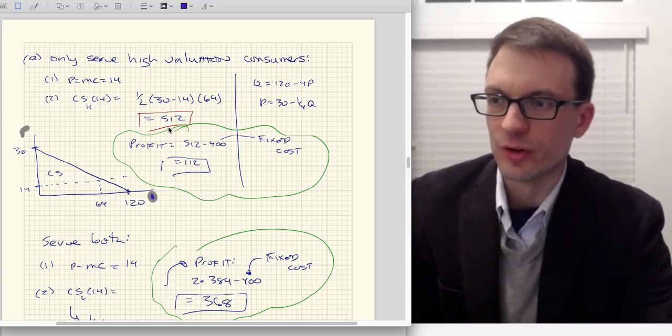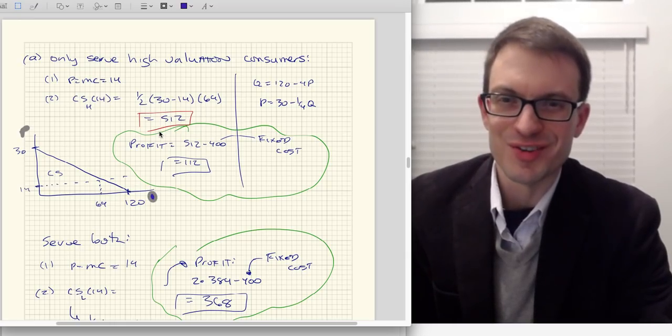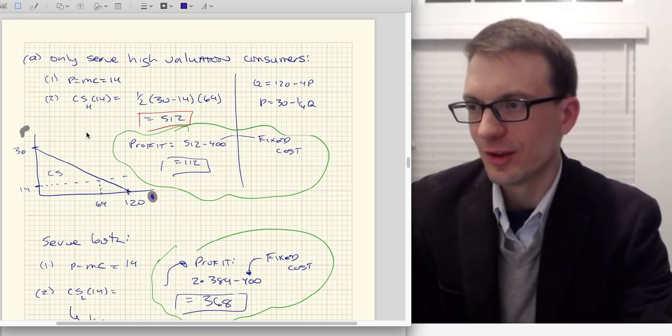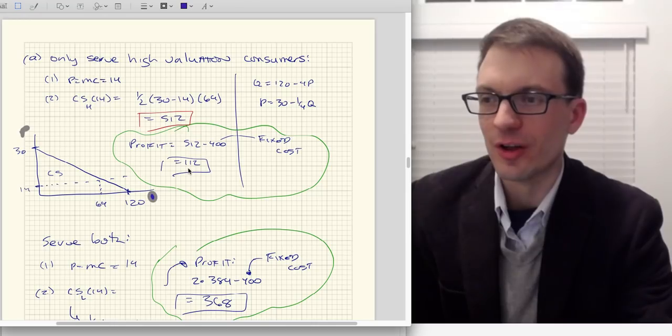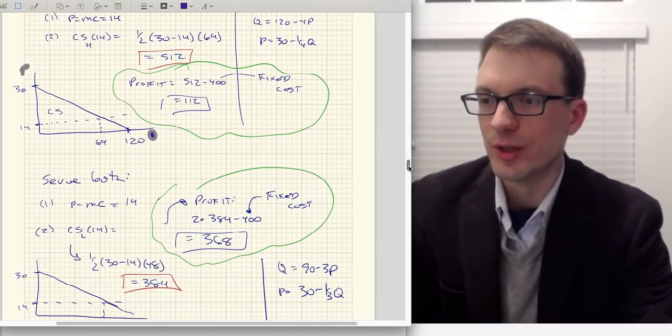All right, great. So consumer surplus is 512, but remember we had fixed costs of 400. So if we sell only to our high valuation consumers at this tariff access price of 512, our profits are 112, which is actually not going to be great relative to what we can get if we serve both.